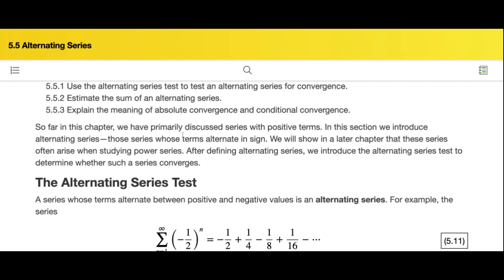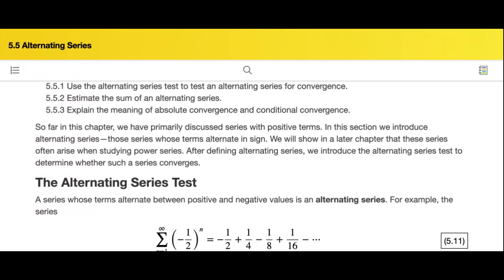So far, we have primarily discussed the series with positive terms. Remember, comparison test, limit comparison test, all require, we may ignore finitely many terms. Remember the big capital letter N. So we can ignore some finite terms. But we require the terms to be positive, so we can compare.